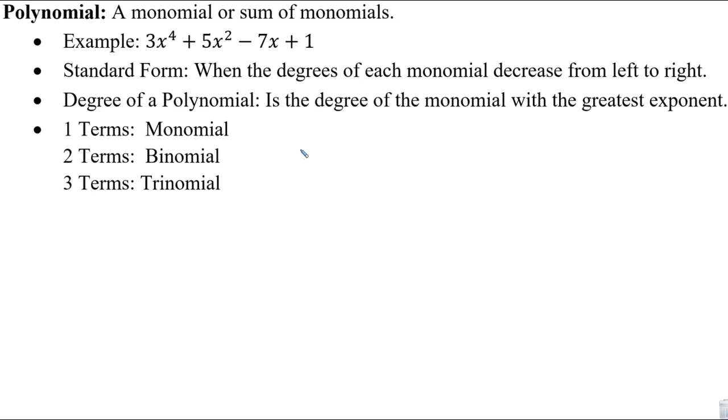Last thing, we'll give a few different names for how many terms a polynomial has. If it has one term, we'll call it a monomial, like we said. Two terms, we'll say it's a binomial. Three terms, we'll say it's a trinomial. Now, there are probably some other vocab words for 4 terms, 5 terms, 6 terms. We're not going to worry about those. These will be the big ones that show up for us as we go through here today.